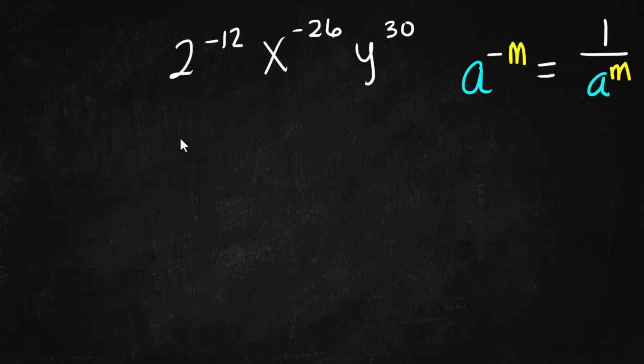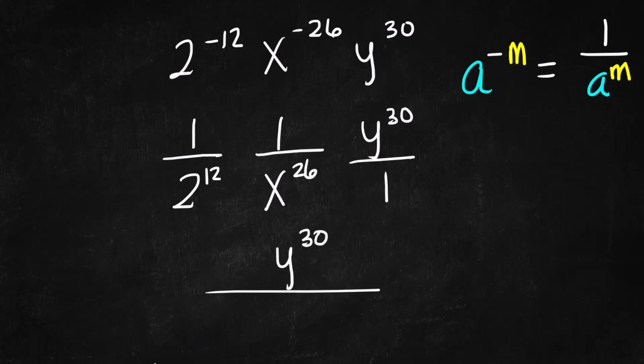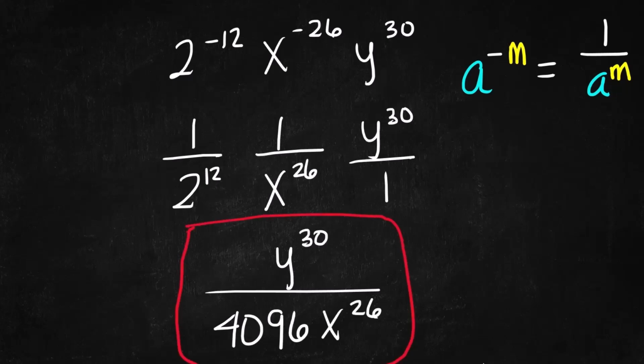So 2 to the -12th becomes 1 over 2 to the positive 12th. X to the -26th becomes 1 over x to the positive 26. And y to the positive 30, just to keep it a fraction, we're going to put it on top of a 1. Now multiply straight across. We have y to the 30th over, well, 2 to the 12th, you can actually grab a calculator and figure that out. It's 4,096. X to the 26th. And that is the simplified version of the mess we started with.